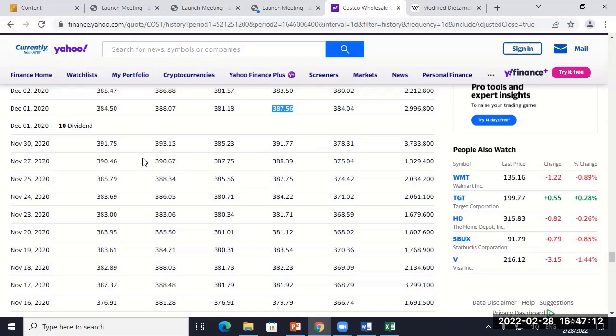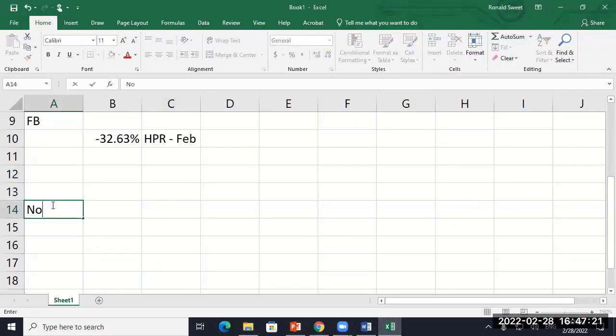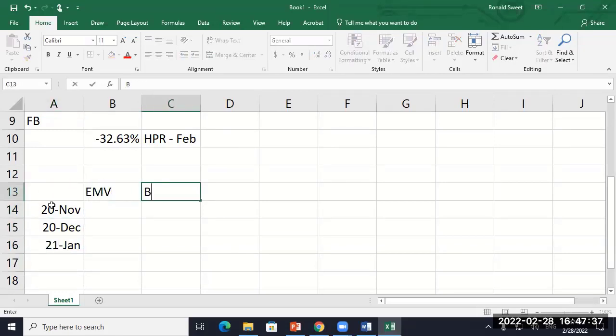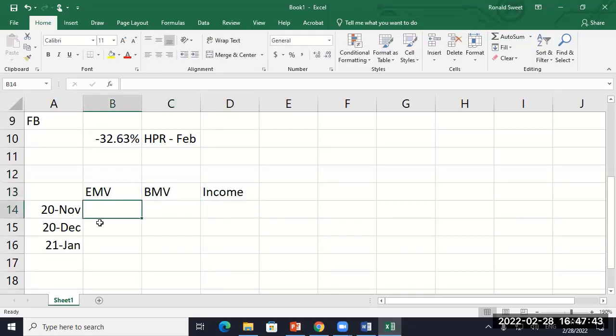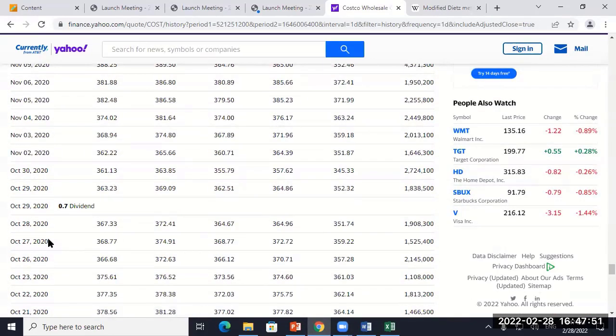So let's do this one. This is a good one to do. That is the ex-dividend date. So let's do Costco. November, December, and January, 2020 and 21. So we need the beginning market value, the income. So what's the beginning market value for November?